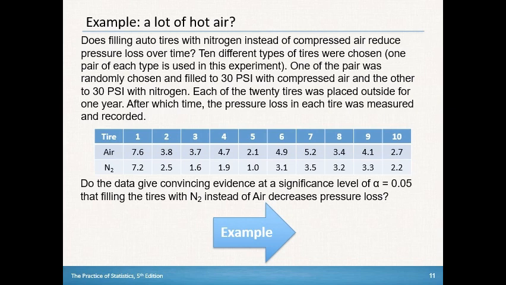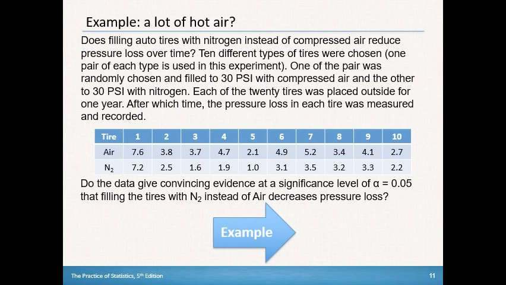All right, so 10 different types of tires were chosen, one pair of each type. So two essentially identical tires. For tire type 1, there are two identical tires. One is randomly chosen to be filled with air, and the other is filled with 30 psi of nitrogen. They do that for all 10 types of tires. So there are 20 tires in all, two identical from each of the 10 types.